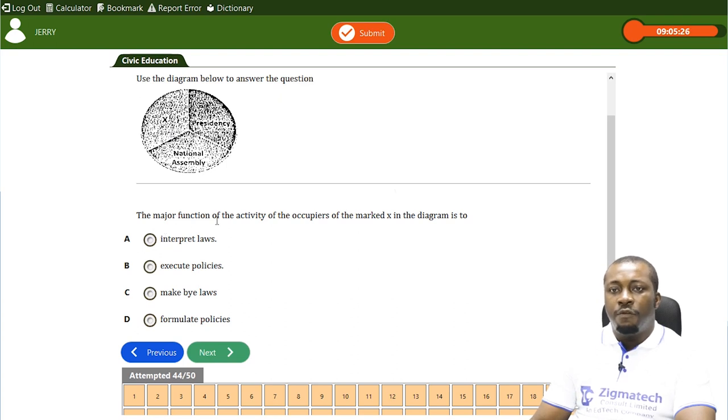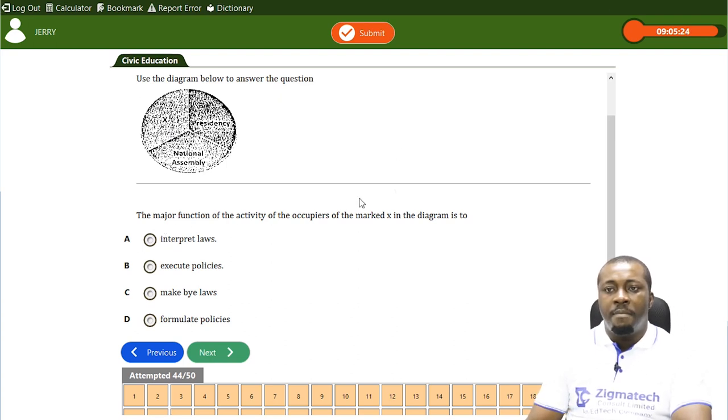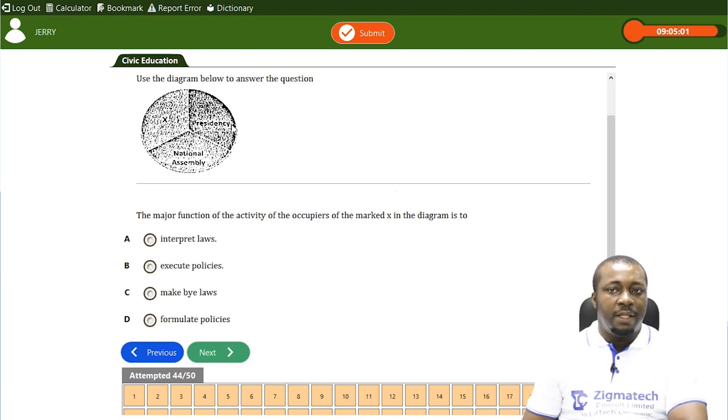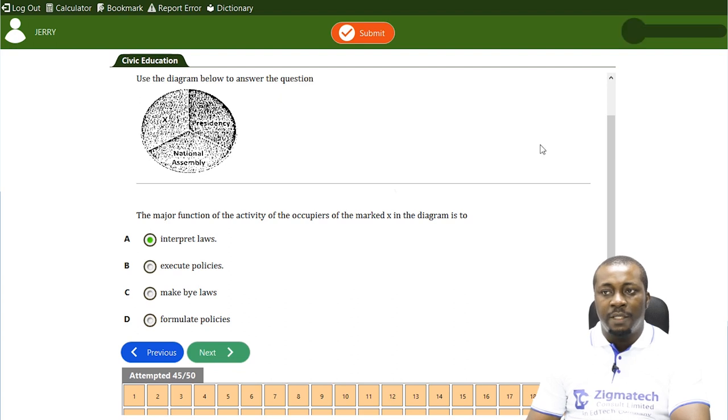Now, the major function or activity of the occupier of the marked X in the diagram is to... Is it they formulate policies? That is presidency, that's the executive. Is it make bylaws? That is under delegated legislation, the executive. Is it execute policies? That is still the presidency, the executive. Rather, what we have is interpret laws. The judiciary interpret laws because the part marked X represent the judiciary.